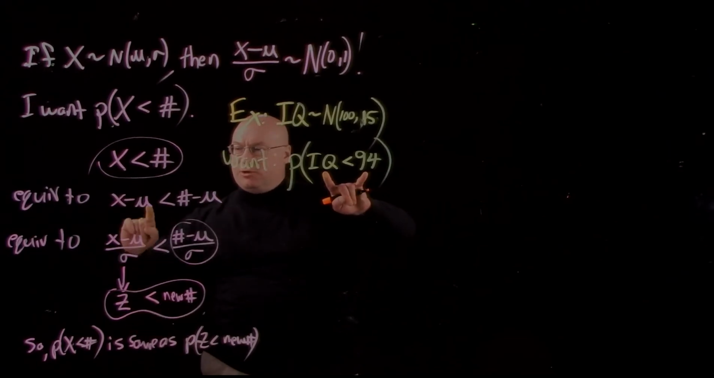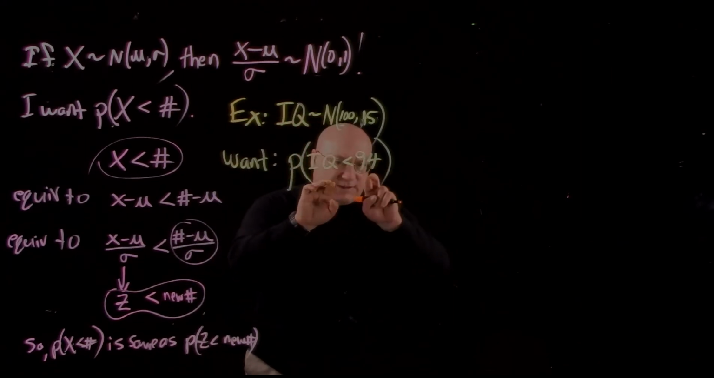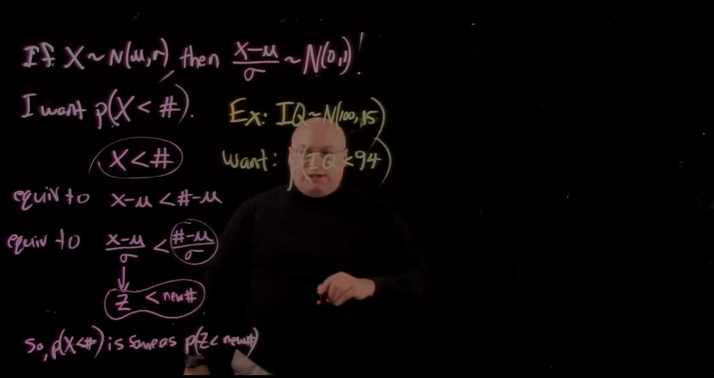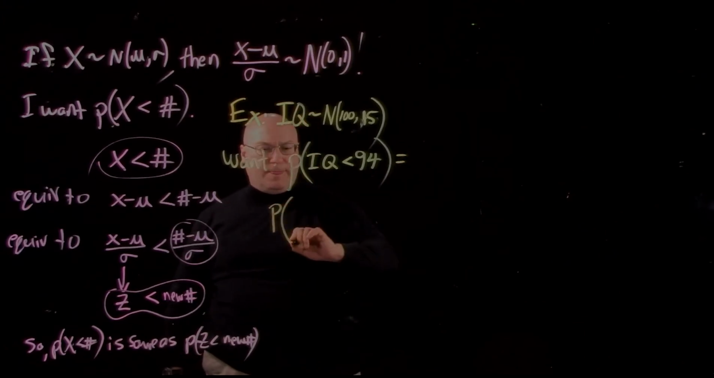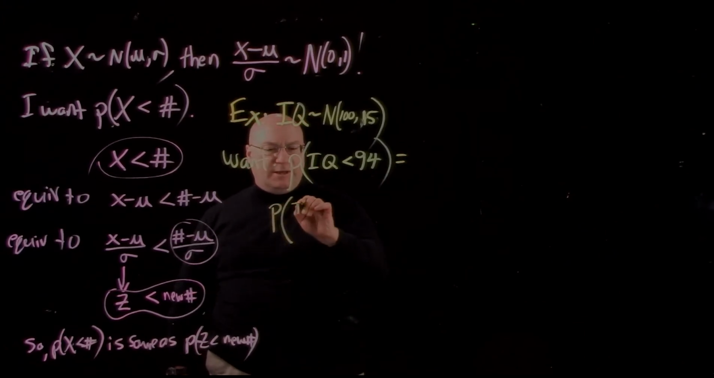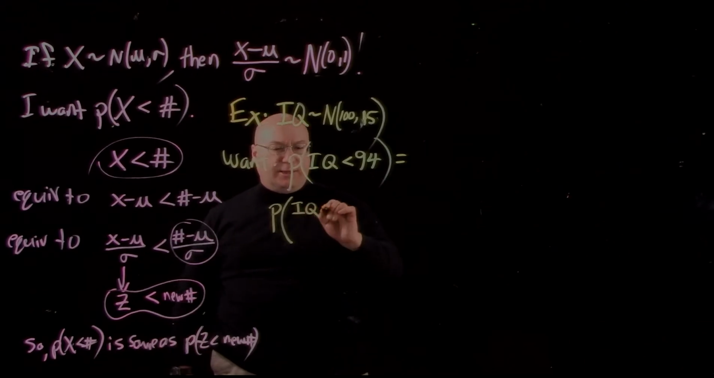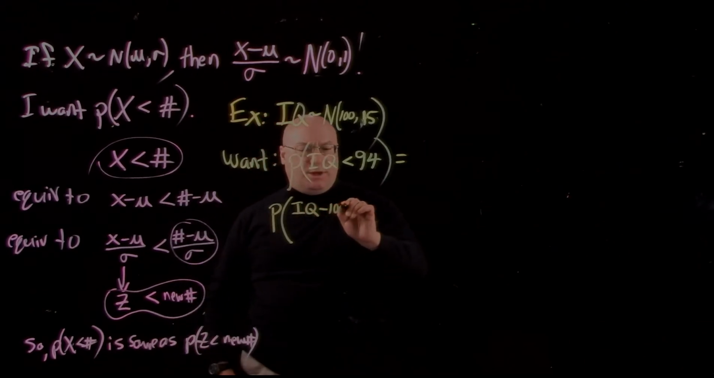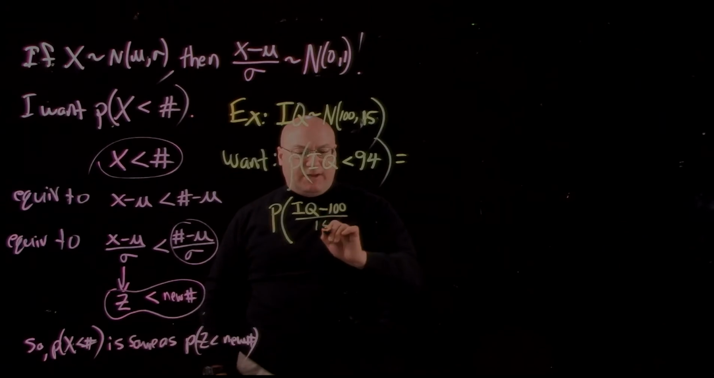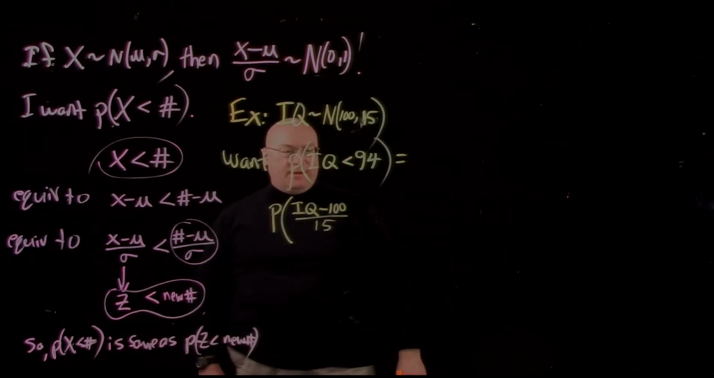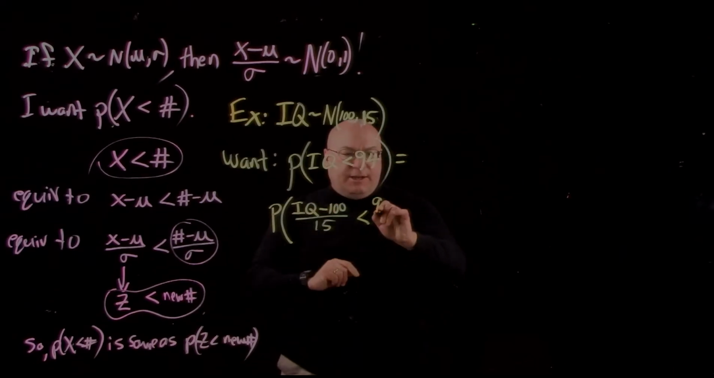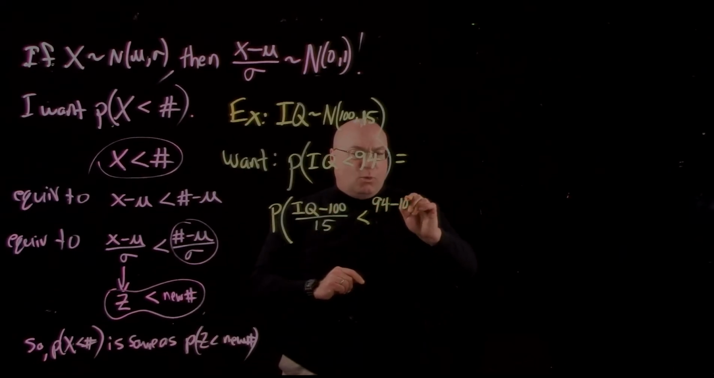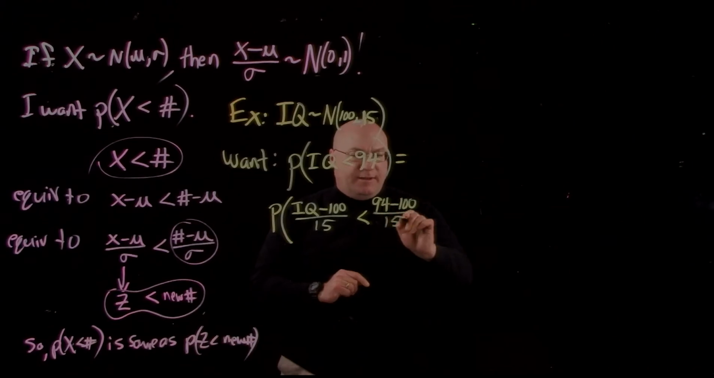And I'm going to do it by subtracting the mean and dividing by the standard deviation on both sides of the inequality. So I'm going to say that this thing is equal to, watch closely, the probability that (IQ minus 100) divided by 15 is less than, do the same thing over here, (94 minus 100) divided by 15.